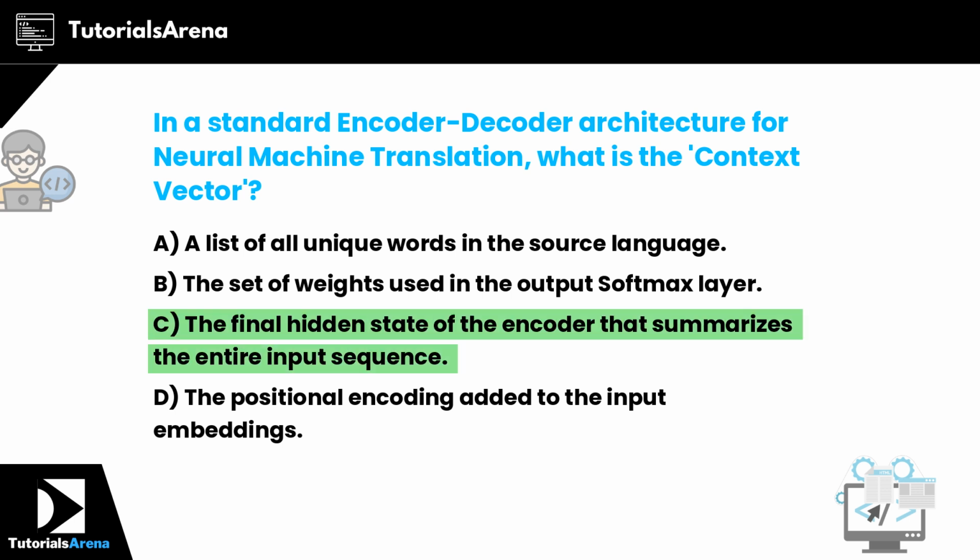In a standard encoder-decoder architecture for neural machine translation, what is the context vector? The correct answer is option C, the final hidden state of the encoder that summarizes the entire input sequence.